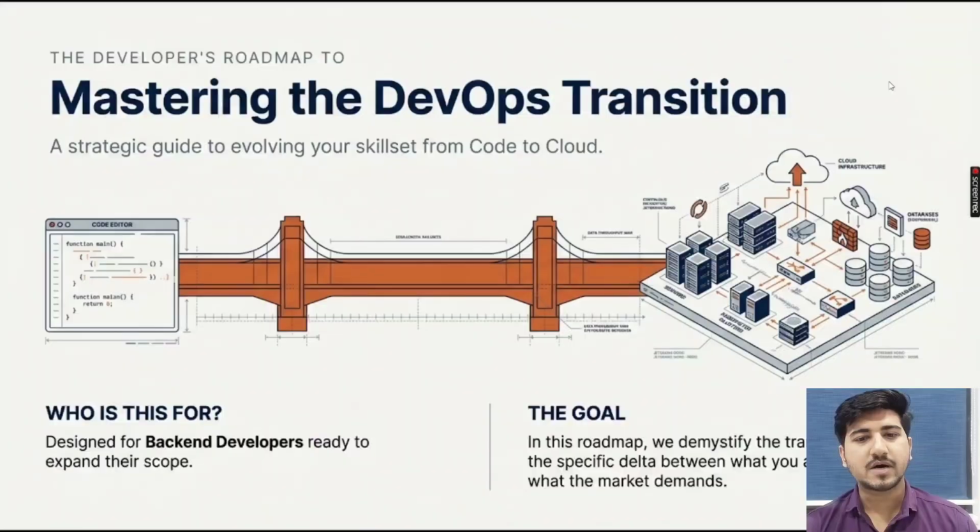So let's get started. The first thing is mastering the DevOps transition. On the left-hand side, who needs DevOps? Who is this video for? This is designed for backend developers who are ready to expand their own space. The goal of this roadmap is to demystify the transition, mapping what you already understand and how you can transition from your developer role to the DevOps role.